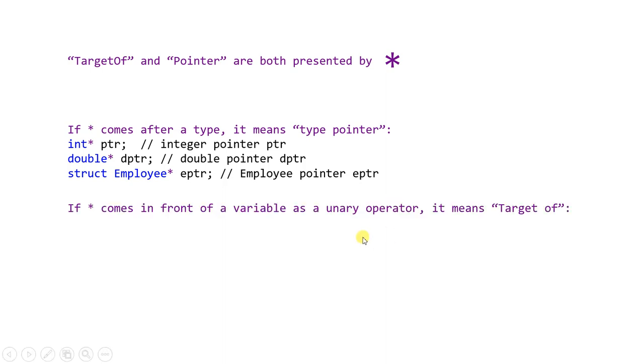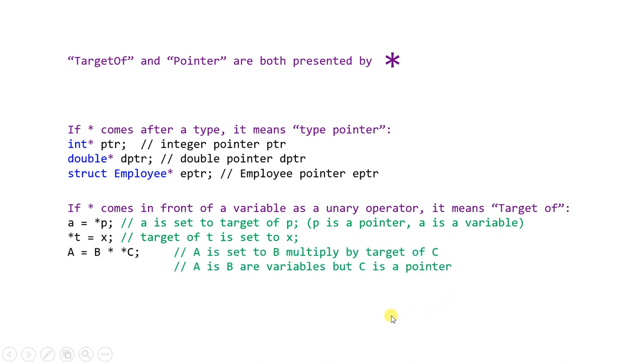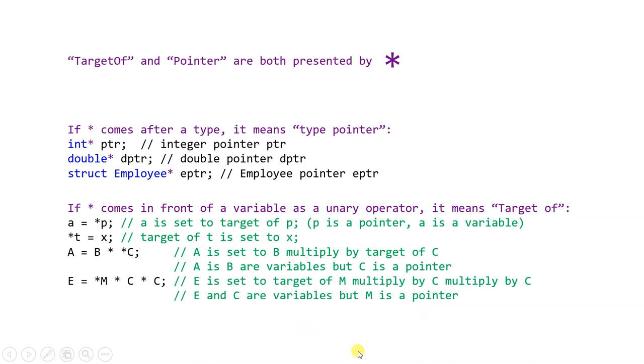Okay? If an asterisk comes in front of a variable as a unary operator, when I say unary operator, it means minus 5, minus 6, not A. It comes before the thing. Together, it means target of, like A is equal to target of P, like target of T is equal to X, like A is equal to B multiplied by target of C, like E is equal to target of M multiplied by C multiplied by C. And that's that. So pointers are like that.